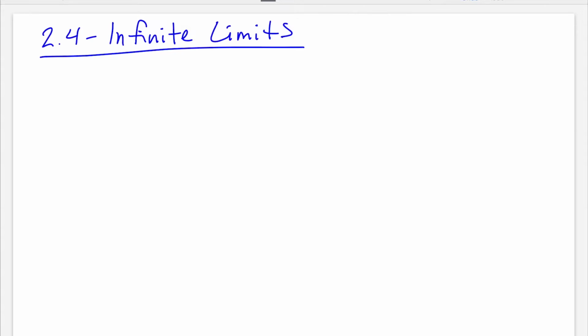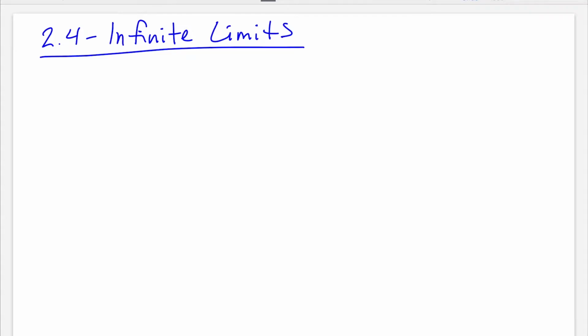All right, we've got the basics down of just limits in general. So now we're going to focus on infinite limits. All right, so here's our definition. Basically, I'm going to paraphrase this as we go through here.